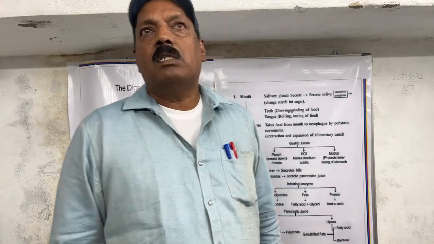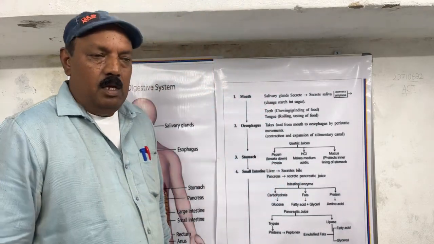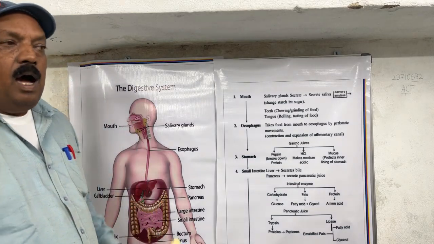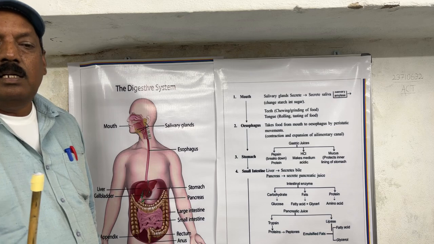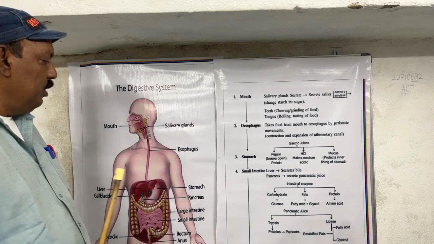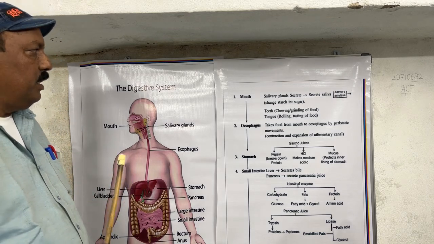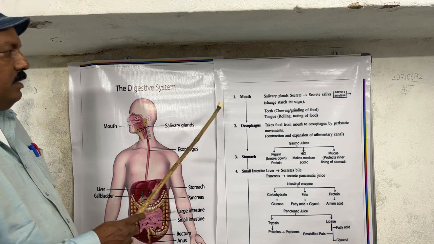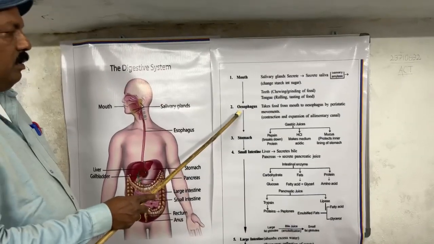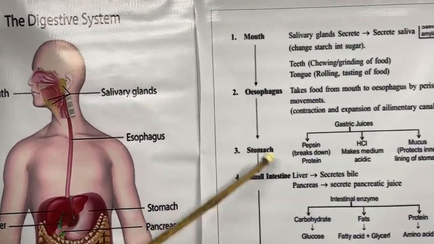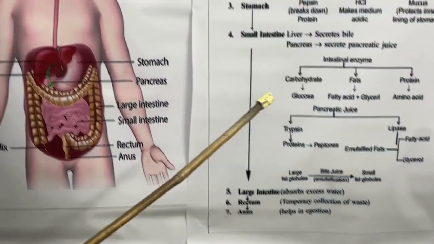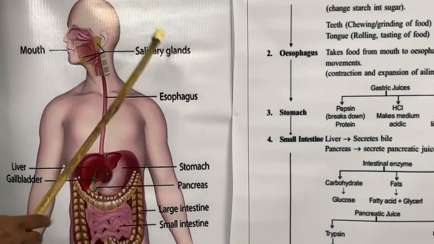So now today I am giving the complete concept regarding the digestive system. In the part 1 I explained photosynthesis, and now I am going to explain the human digestive system completely. First, you can see here one chart: mouth, esophagus, stomach, small intestine, large intestine, rectum and anus. Later on I will explain you.